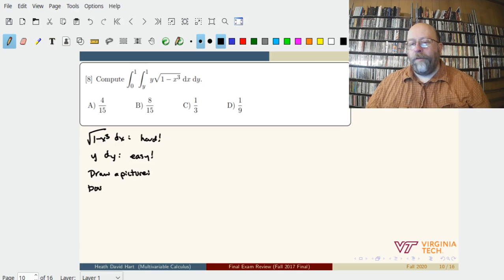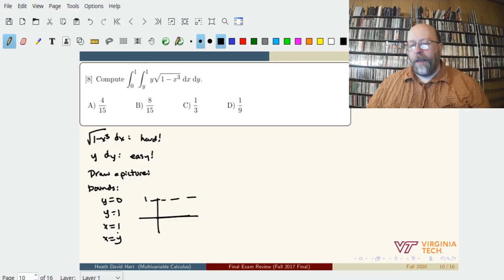My bounds are y equals 0, y equals 1, x equals 1, and x equals y. So y equals 0 and y equals 1 are horizontal lines. X equals 1 is this vertical line here, and x equals y is this diagonal line. And since y and 1 are both bounds for x, the region we're looking for is the region in between. Okay?